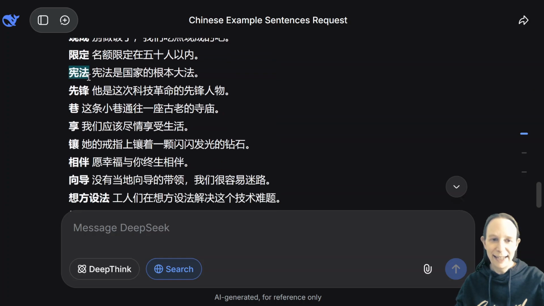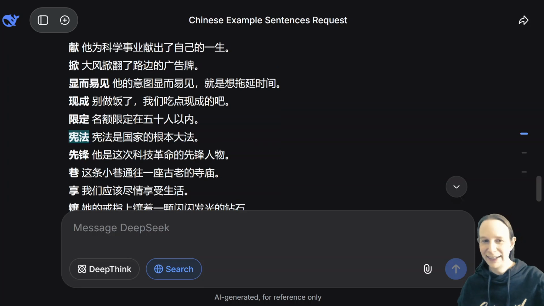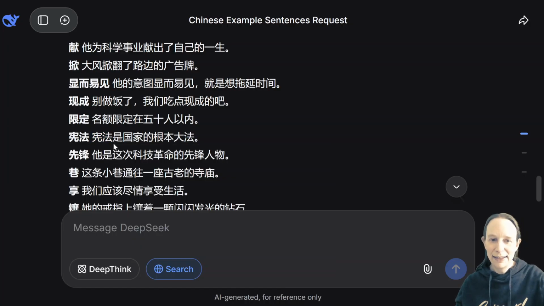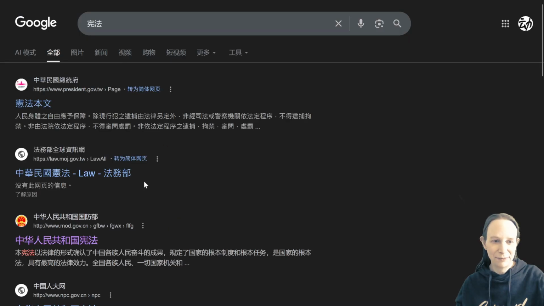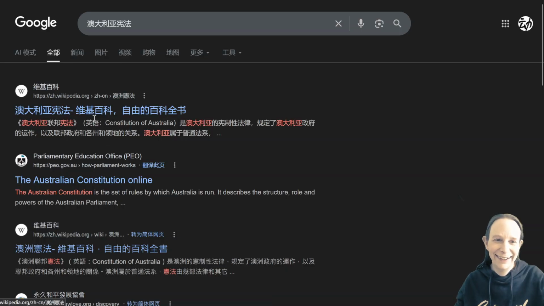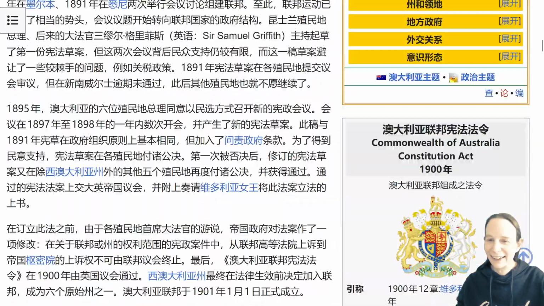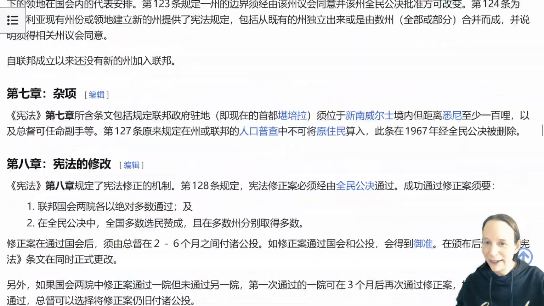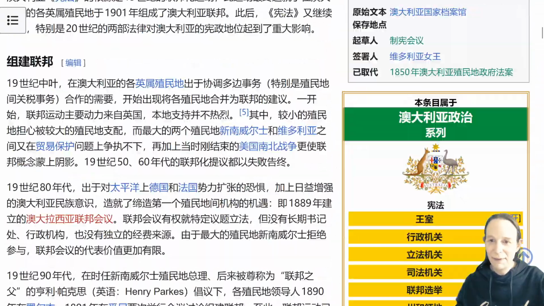All right. 宪法, the constitution. Yeah, I only see that character in 宪法. Oh, all right, that's why. All right. 宪法是国家的根本大法, the law of the land, the major law. 宪法. 澳大利亚. Australia has a constitution. 澳大利亚宪法. Never actually read it. Is it long? It's not even all that long, is it? Maybe I should actually read it.